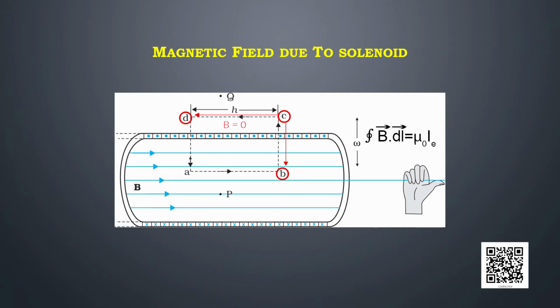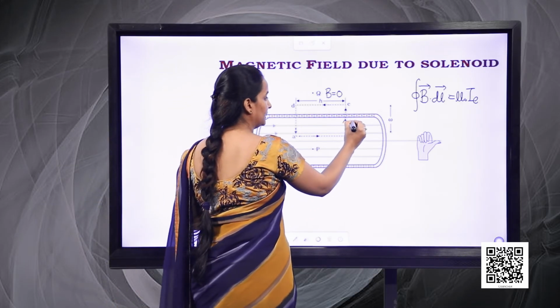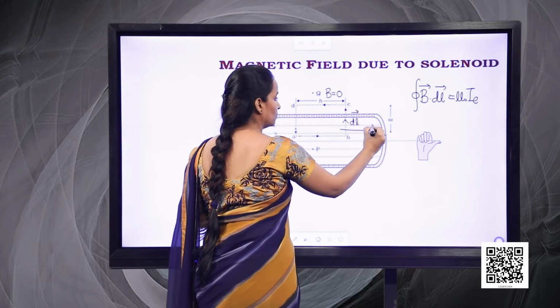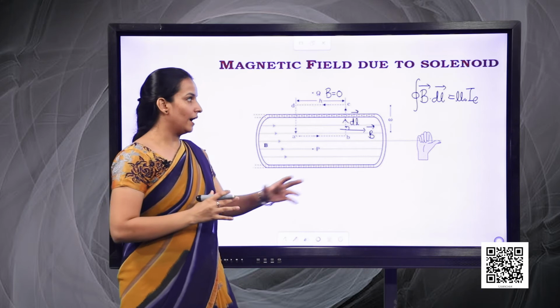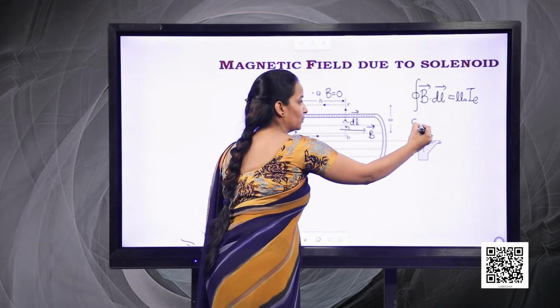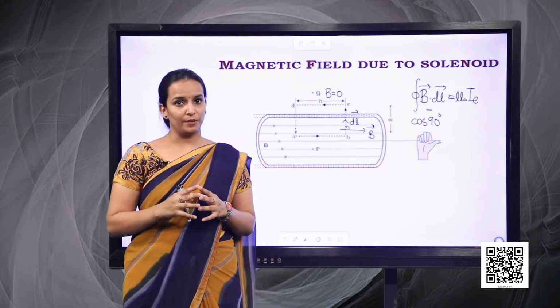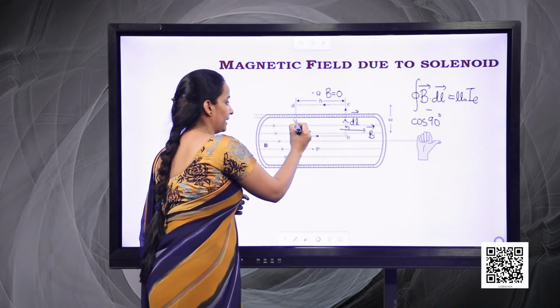For CD, the magnetic field will be 0 because it lies outside the solenoid where the magnetic field is 0. Now, considering the components BC and DA, since BC has the element dl like this and the magnetic field here is in this direction, there is no tangential component along dl, and it is making a 90-degree angle, and we all know that cos 90 is 0, and if cos 90 is 0, then the integration of B dot dl will be 0, and there will be no contribution due to these components BC, and similarly for DA.